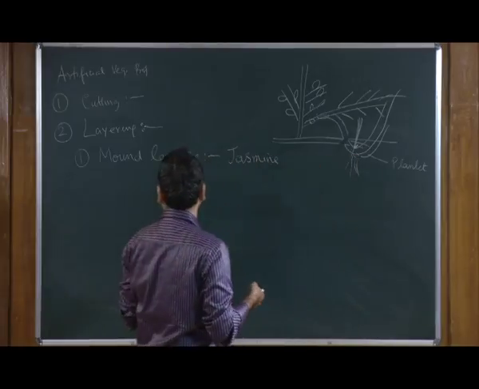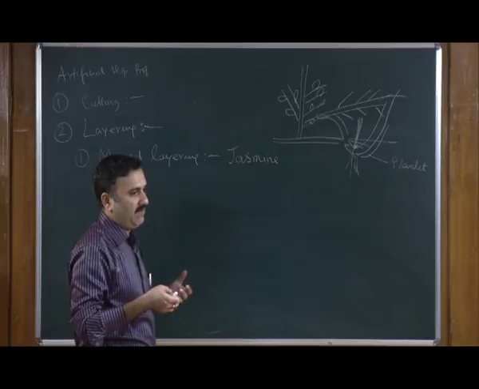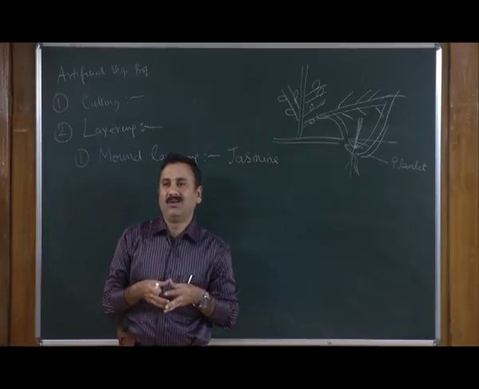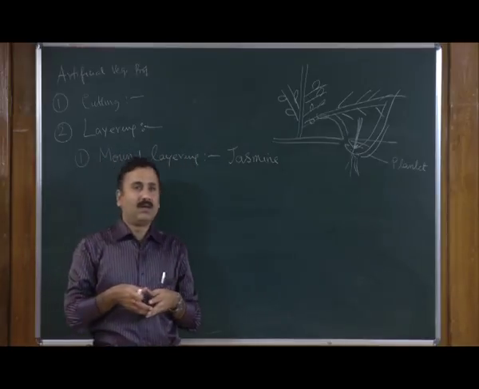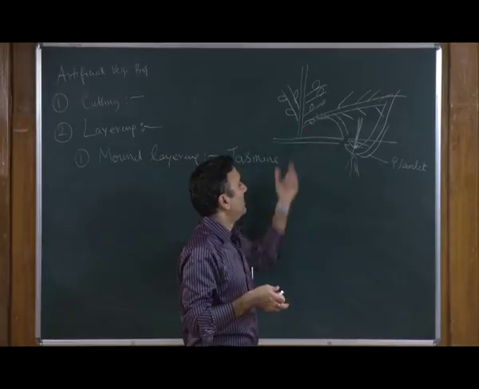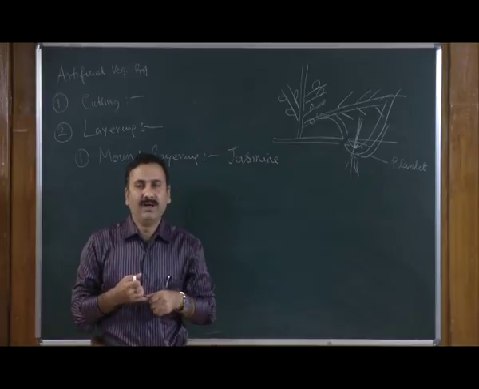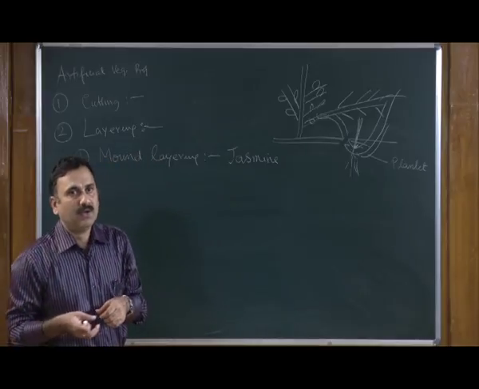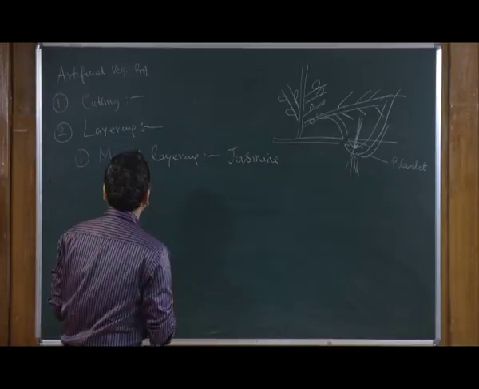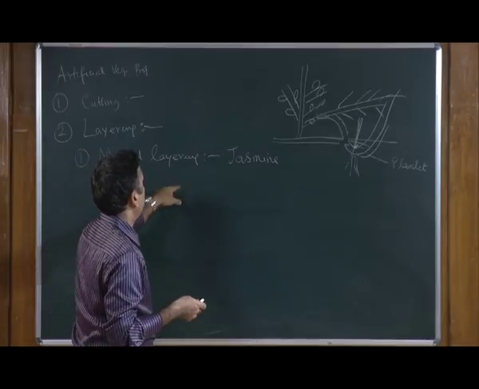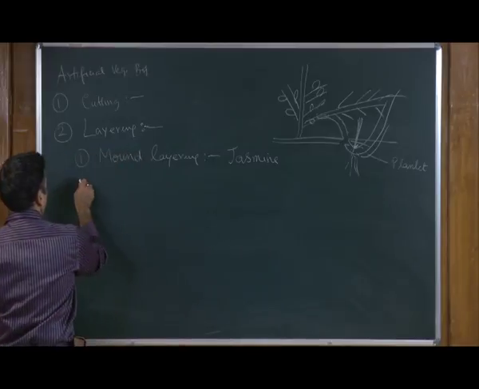But in cases where you do not have such privileges, for example in the case of trees, even if they have branches at the soil surface, you may not be able to bend them and put them under the soil. For those cases you use another way of layering, and that is called air layering.